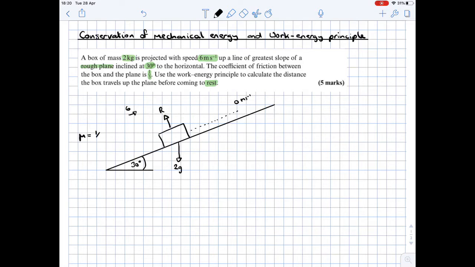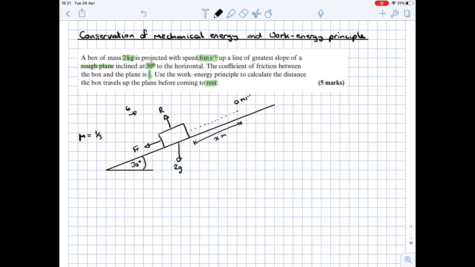Coefficient of friction is 1/3. There's also friction, which I'm going to denote as Fr. So, to work through this, we think of it travelling a distance of x meters up the slope. Well, things that we know.